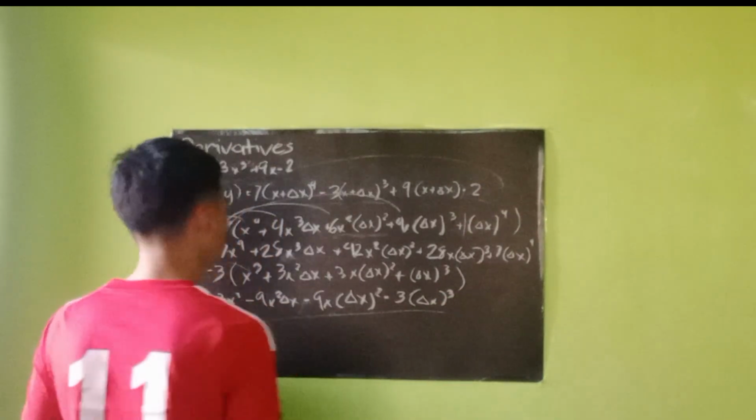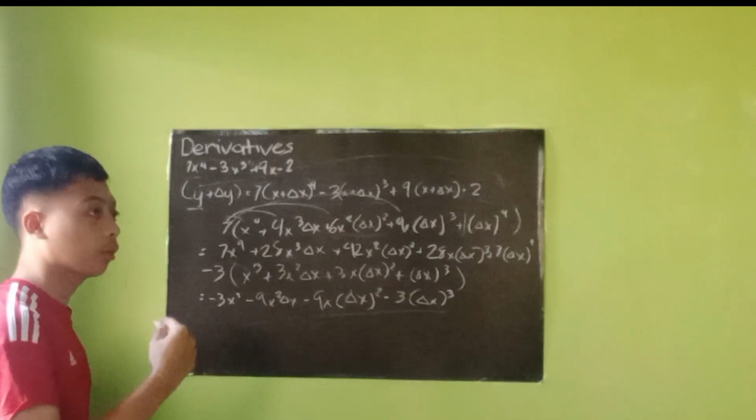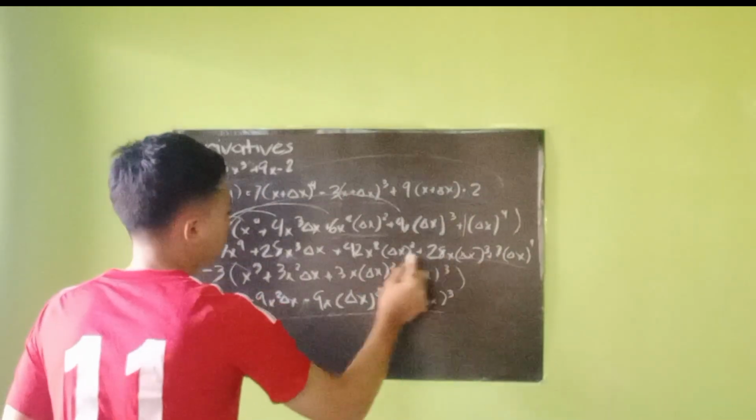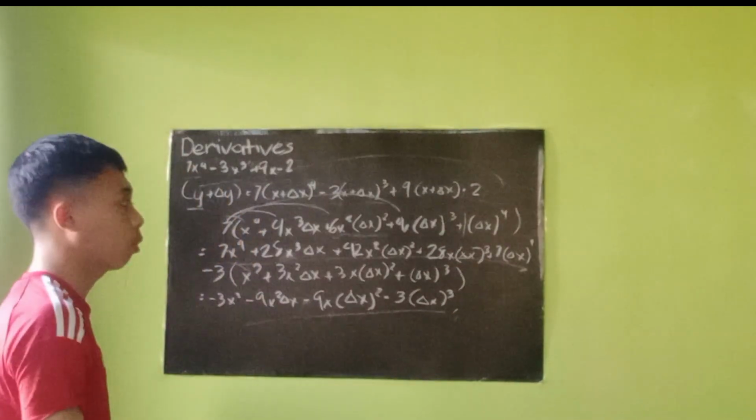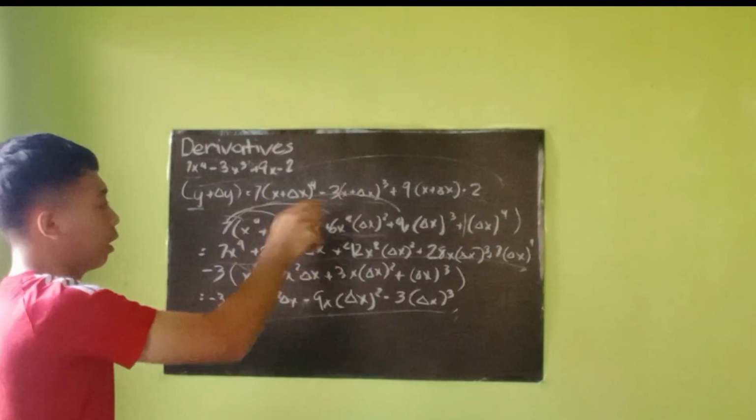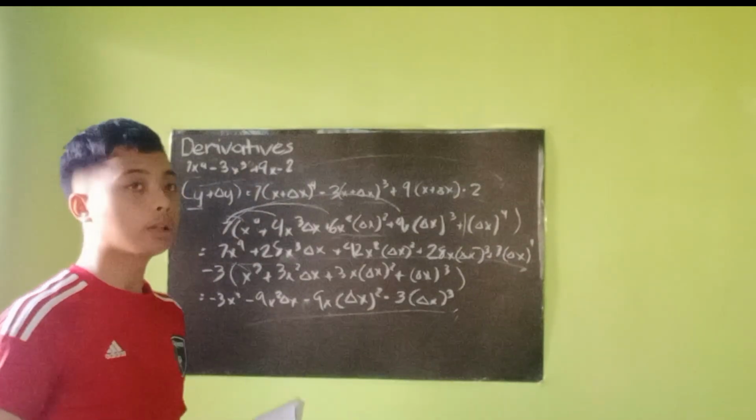So there is your second term for now answered. Then this one too. Now let's proceed with the last one, which is the 9 quantity of x plus delta x.